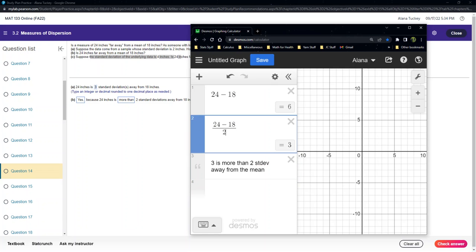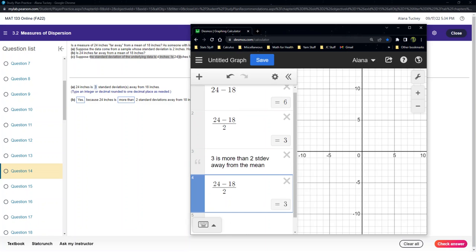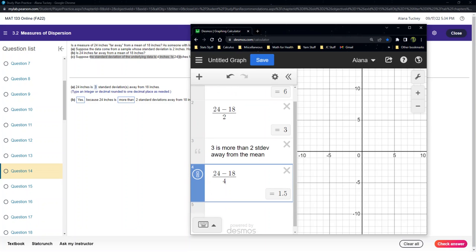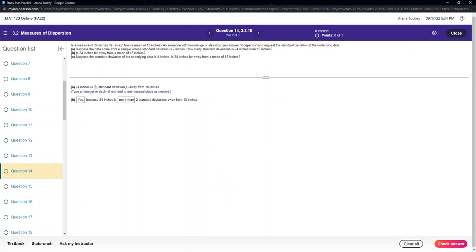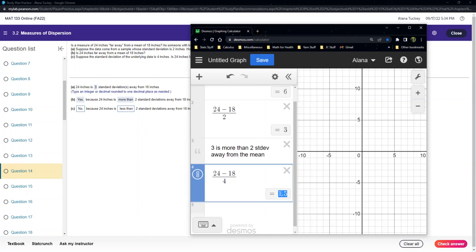Okay, so if I go back up here, I'm going to copy and paste this result here. I'm going to change that standard deviation to a 4. If I change it to a 4, now it's only 1.5. Right? So 1.5 standard deviations away from the mean. Oh, I forgot to check my answer. Here we go. So that would not be unusual because that is less than 2 standard deviations away. Because 1.5 is only 1.5 standard deviations away from the mean.